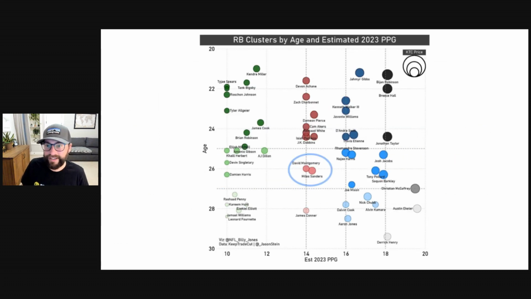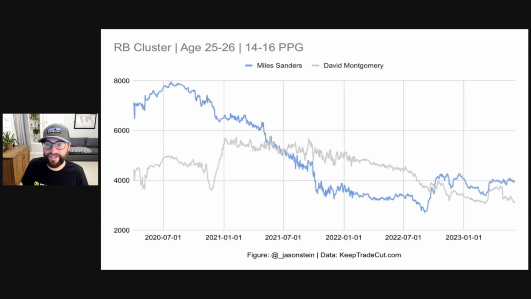The final cluster that we're going to talk about here is age 25 to 26, 14 to 16 fantasy points per game. This is Miles Sanders and David Montgomery. They're both playing for new teams this year. Sanders started at a much higher level, fell pretty hard over the last couple of years, and then had a bounce back season last year before moving from the Eagles to the Panthers. And Montgomery has a reasonably level pricing environment for his career. And this year he looks to split time with first round pick Jahmyr Gibbs for the Lions.